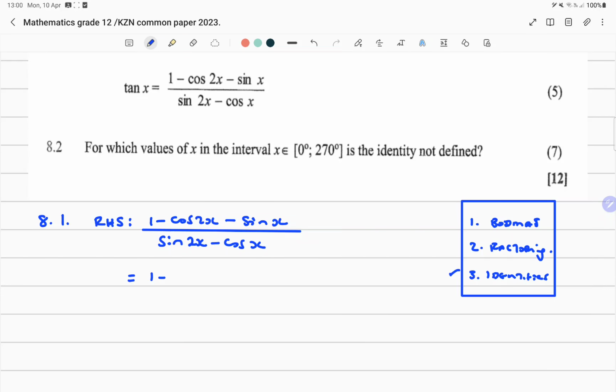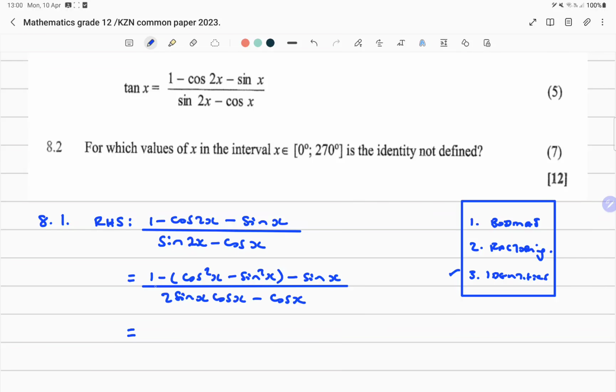Well, cos 2x is the same as cos squared x minus sine squared x, okay? Minus sine x. Okay, great. So we used an identity for the cos 2x. Then let's look in the denominator. In the denominator, we've got sine 2x. So that's again an identity of a double angle for sine. So this is the same as 2 sine x cos x minus cos x. Great. Now we can see, okay, there's the sun coming in the horizon.